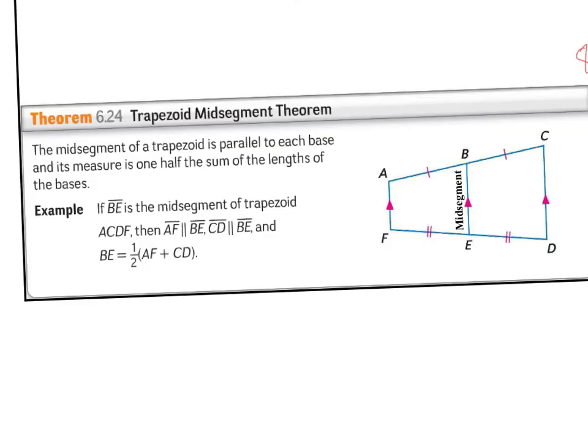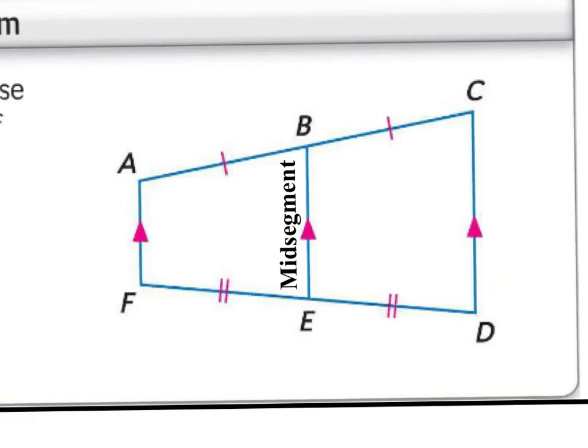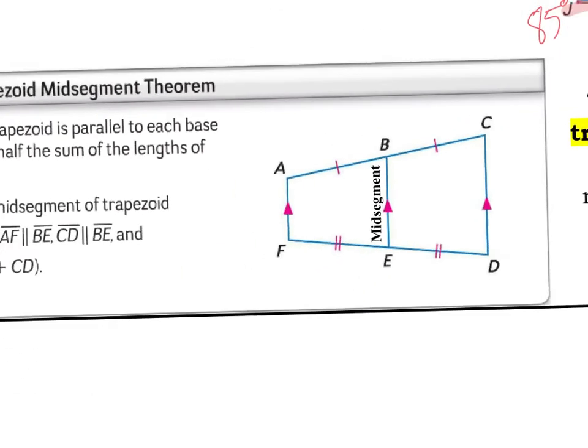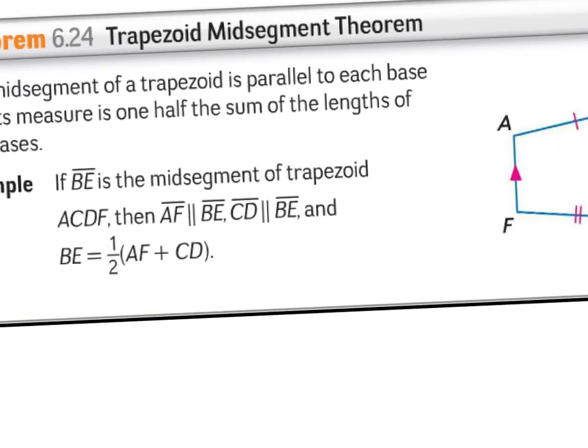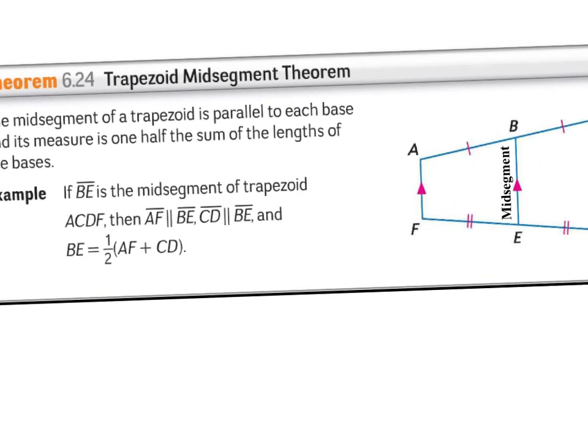The next thing to cover is the midsegment of a trapezoid. So the midsegment of a trapezoid is going to be a segment that's inside of the trapezoid, right? And it is bisecting each leg of the trapezoid. And so I'm going to give you this little formula, and this one applies specifically to this shape. It says BE equals 1/2 of AF plus CD.